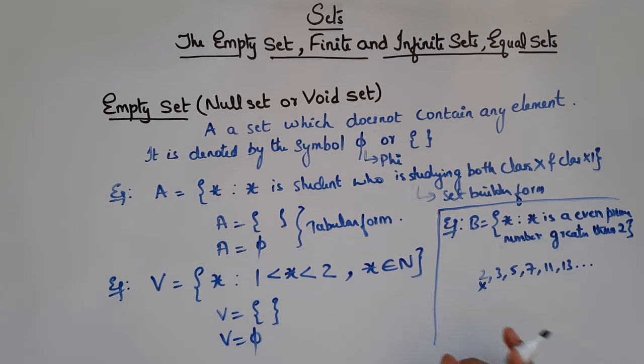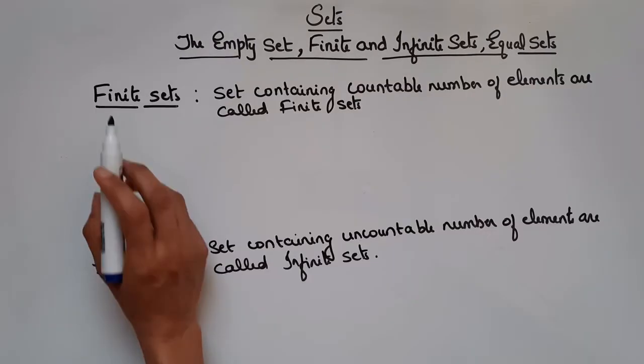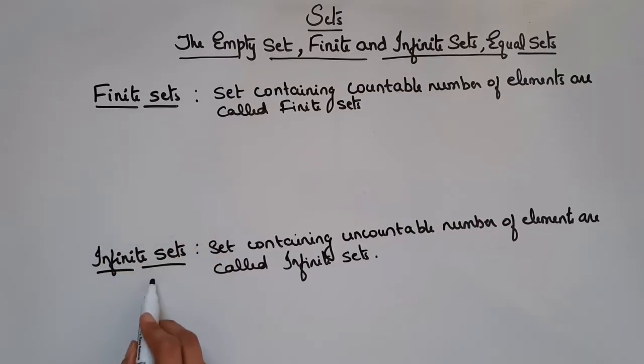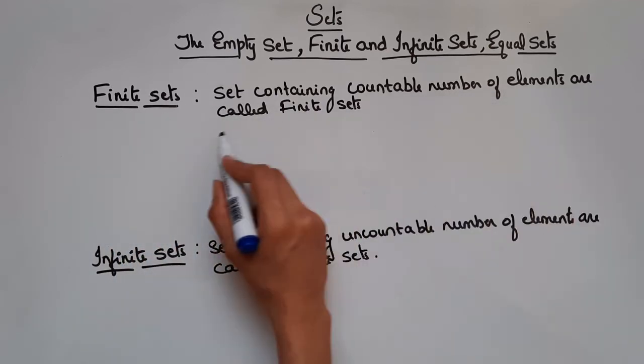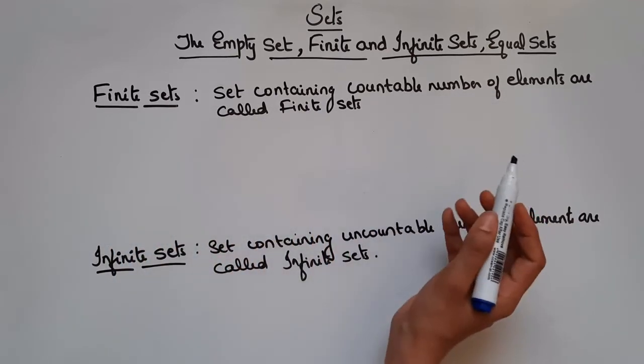Now let's see what are finite and infinite sets. But before that, pause the video and note this down. So we have finite and infinite sets. First let's see what are finite sets. Sets containing a countable number of elements are called finite sets, where you can count the elements.